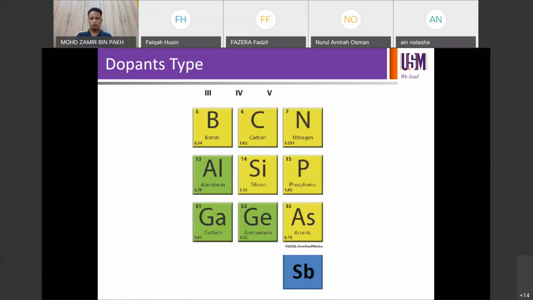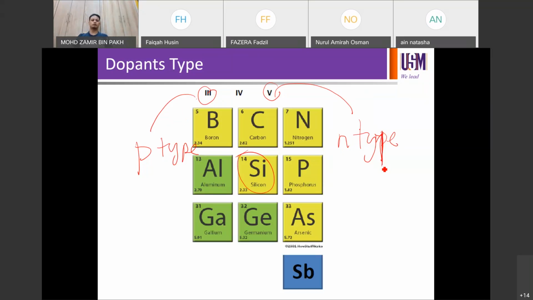All right, so we are talking about silicon as our host lattice. So silicon is group 4. So to be able to make it p-type, you need to dope group 3. To be able to make it n-type, you need to dope it using atoms from group 5. Right? P-type, n-type. So p-type usually can be boron, aluminium, gallium, but the most common one is boron.